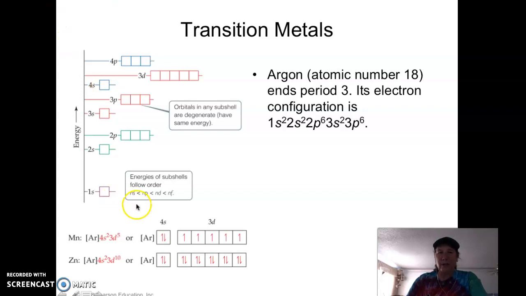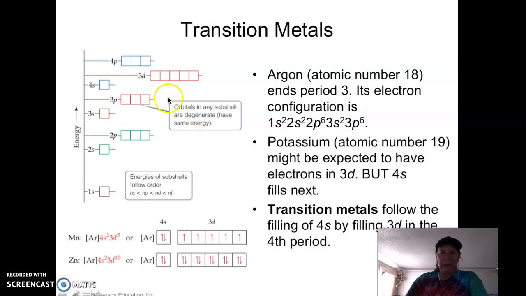Again, here's your energy levels. The weird thing about it is you'll see they don't go in order. You think it'd be 1s, 2s, 2p, then 3s, then 3p, and then 4s, and then it's 3d, and you're like, wait a minute, why does 3d come after 4s? And there's a reason for that. It goes by their energy level, not by their numbers.